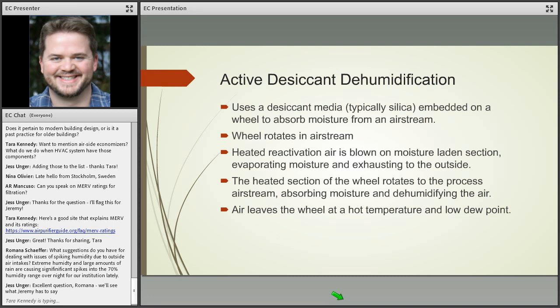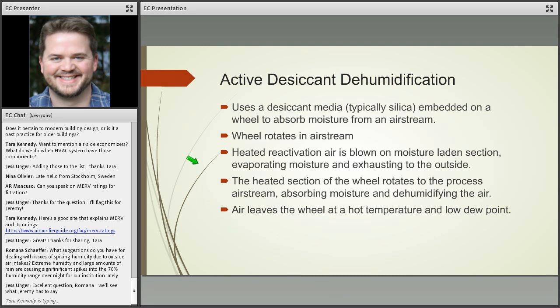So when we think about desiccant dehumidification, we're using a desiccant media, which is typically silica, that's embedded on a wheel, and it absorbs moisture from the airstream that we need to dehumidify. And that wheel with the embedded silica rotates through the airstream. So at any given point, part of that wheel is taking on moisture from the airstream, and as it rotates back out, it's then going to use a separate airflow to drive the moisture off of the wheel. And if you will, recharge the silica the same way that we would in a passive situation, where we are allowing silica to absorb moisture in a case for a few weeks or a month or so, and then we bring it out and we have to recharge the silica or regenerate it.